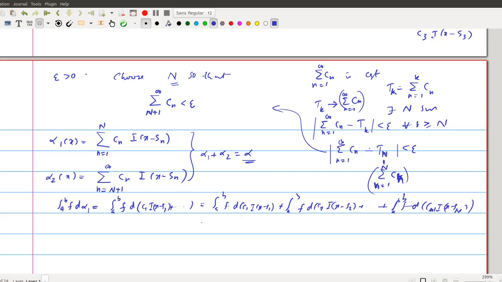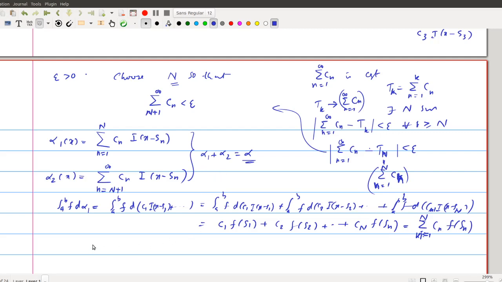Okay, so the C1 can be taken out, then the remaining will be f of S1. That is our previous theorem. So this can be written as C1 times f of S1 plus C2 times f of S2 plus etc., plus CN times f of SN. So this can be written as summation n equal to 1 to capital N Cn f of Sn. Okay, so this is from the previous theorem 6.15. In that theorem we have shown this in the case where alpha contains one term.